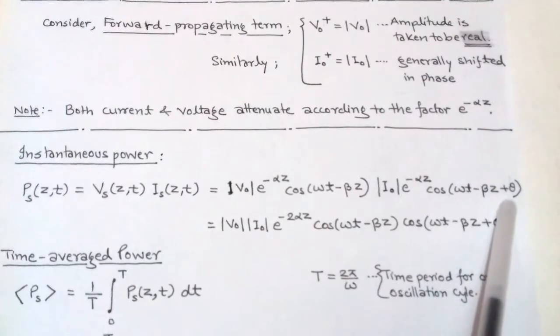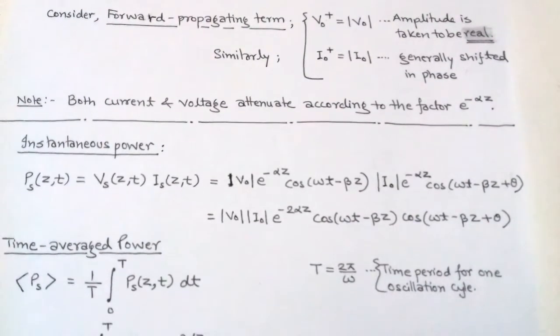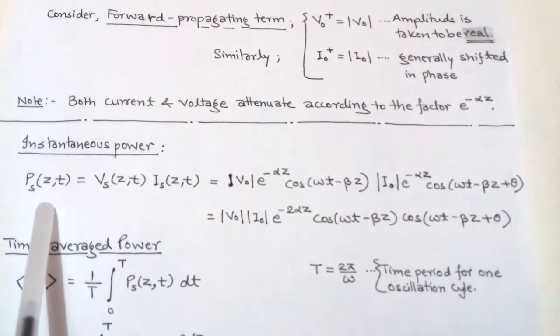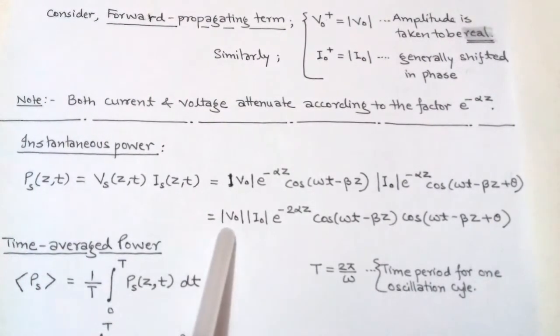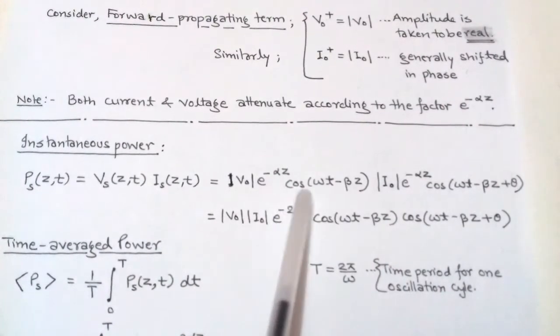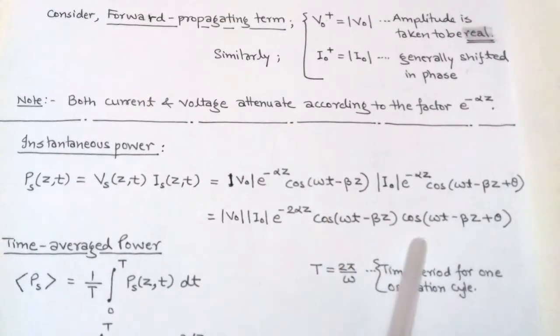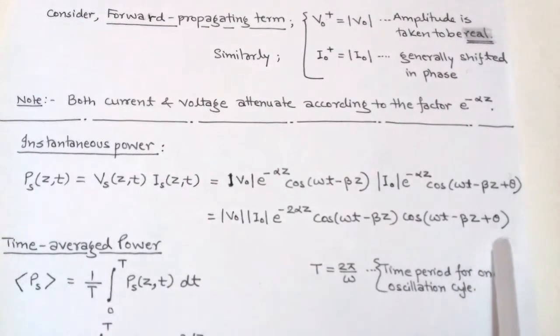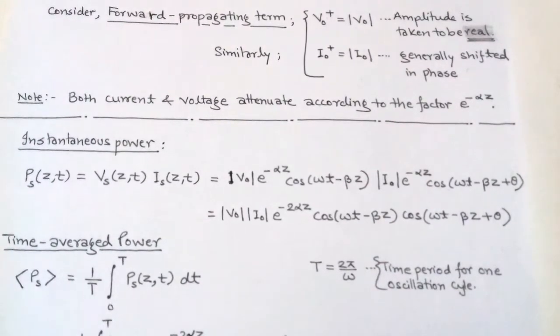Here the instantaneous current equation is shifted by some phase theta, that is due to the characteristic impedance of the transmission line. So here we multiply instantaneous voltage and instantaneous current to get the instantaneous power in terms of real voltage and real current. Combining the two terms, we get mod of V0 into mod of I0 e to the power minus 2 alpha z cos(omega t minus beta z) into cos(omega t minus beta z plus theta). Here theta is the phase that is due to the characteristic impedance Z0. In this way we can determine the instantaneous power.